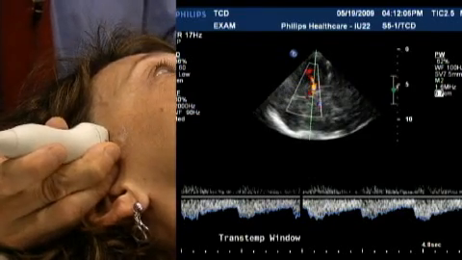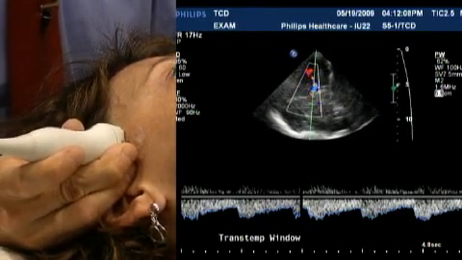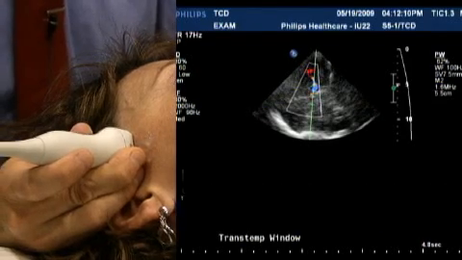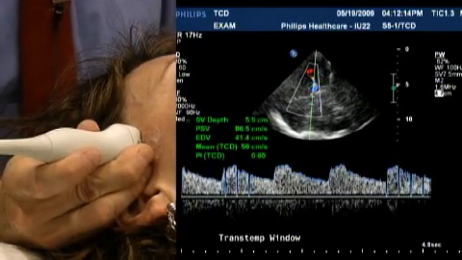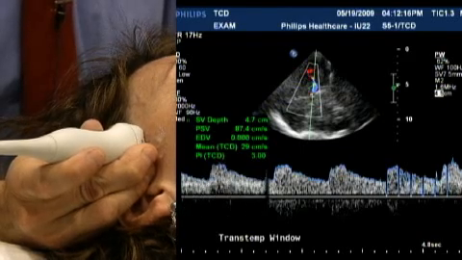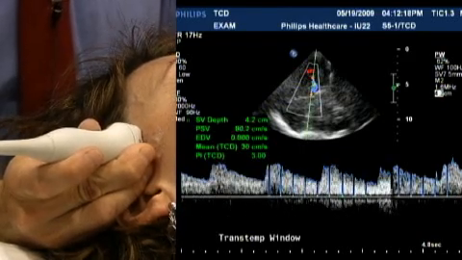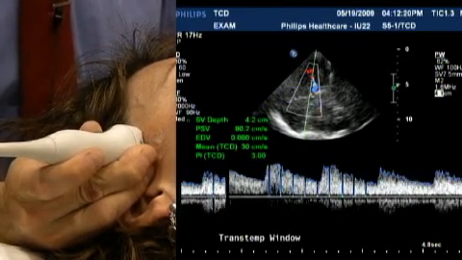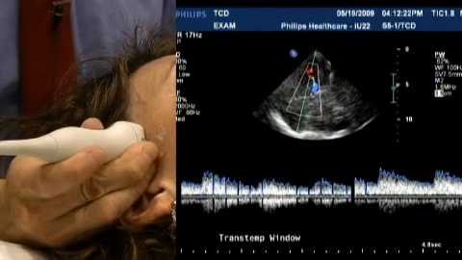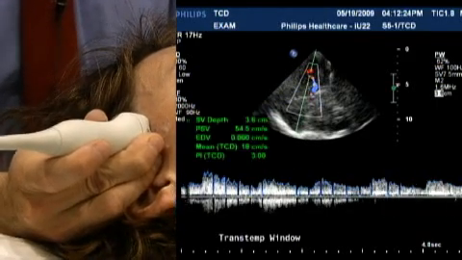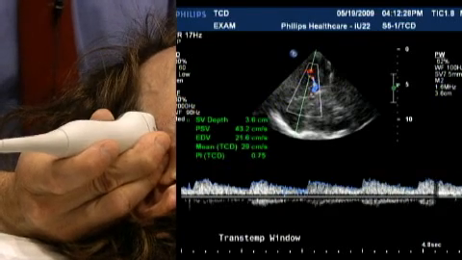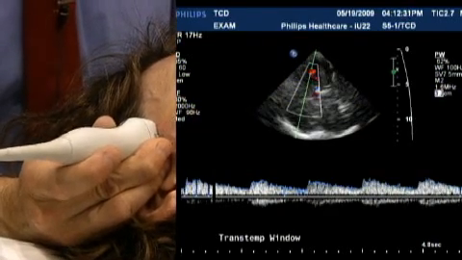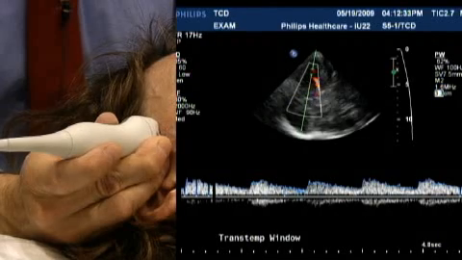As we come up and interrogate the MCA, we're going to follow the MCA up. And decreasing our depth as we interrogate the MCA, coming up at around 3 centimeters to the M2 segment. Continue to interrogate the vessel.